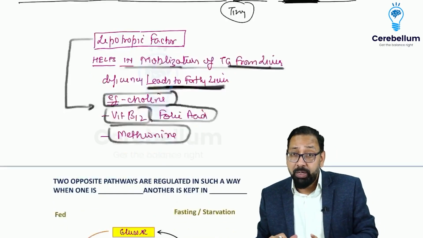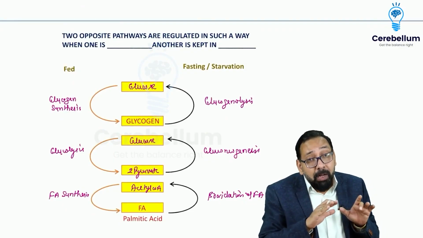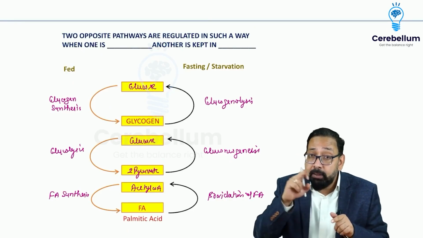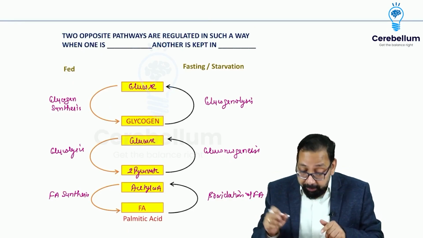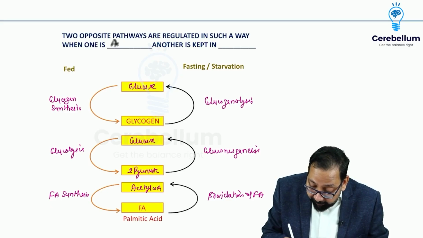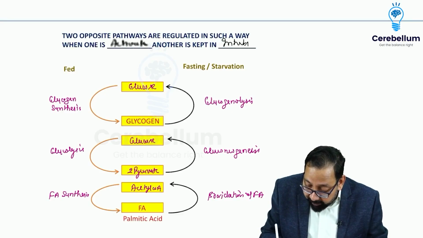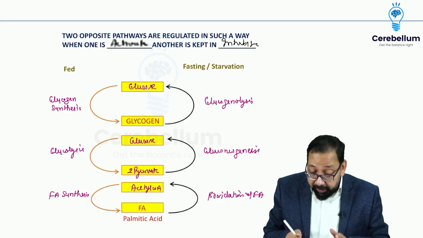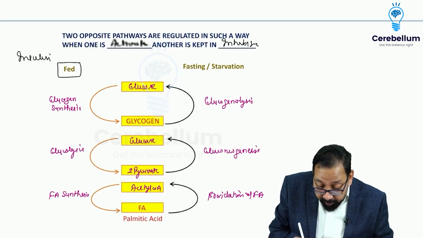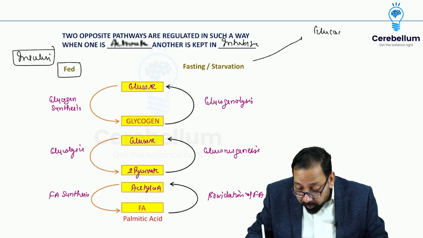Now I am going to describe a very important concept: two opposite pathways are regulated in such a way that when one is activated, the other is kept in an inhibited state. So in the fed state, you know, the hormone of the fed state is insulin. Hormone of fasting or starvation is glucagon.